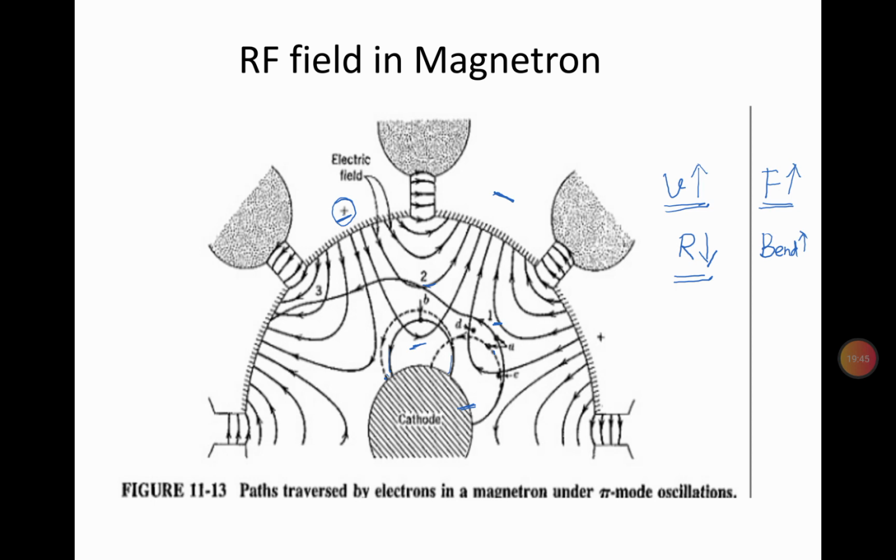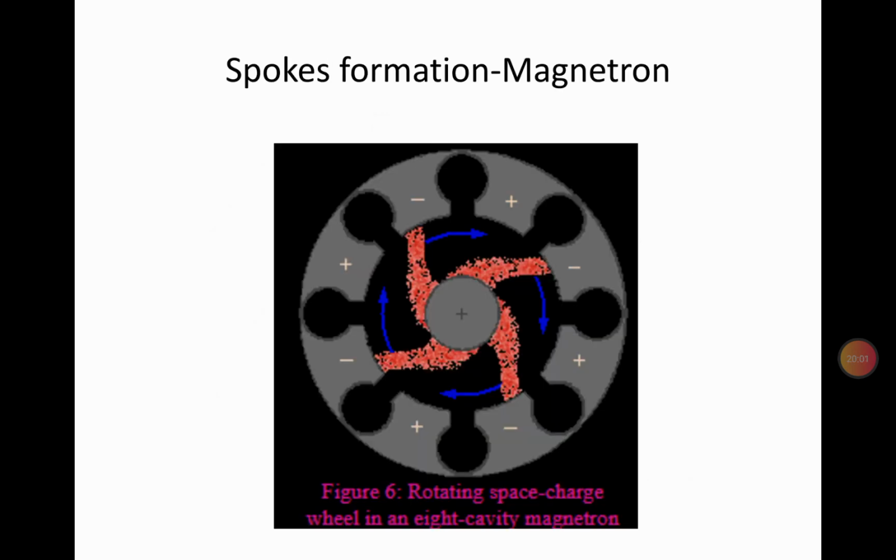You see that the electron which was released at this position reaches the anode after passing two resonant cavities. The one which was released here passes two resonant cavities and then reaches the anode. Because you have 8 such cavities, this is happening simultaneously and you have 4 such paths happening at a go. So you have these spokes.